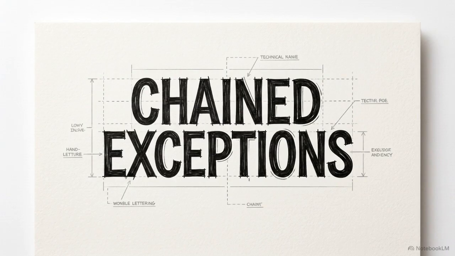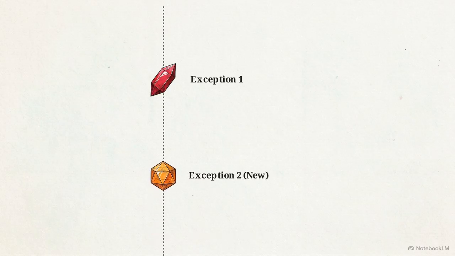Traceback outputs frequently contain the phrase, "The above exception was the direct cause of the following exception." This reveals a multi-layered failure. This visualization shows exception chaining. If a new exception is raised inside a handler or a finally clause, the original exception is explicitly attached to the new object via the __context__ attribute.